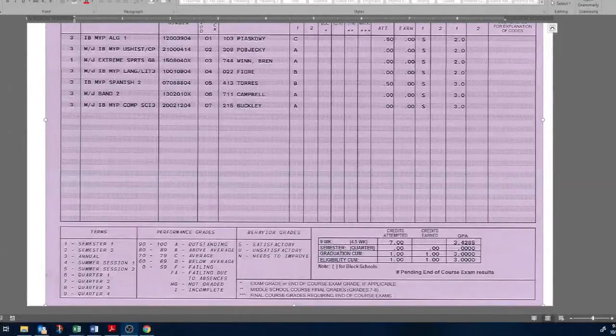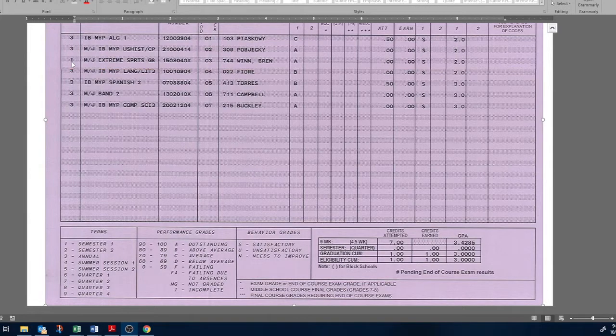So first, let's get to the report card. All right, everybody. So on the screen right now is a middle school report card. We have a few things that I want to draw your attention to. Here on the left-hand side are the term numbers. So you'll see either a 1, a 2, or a 3.